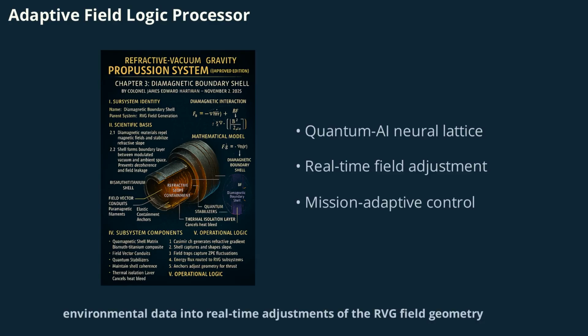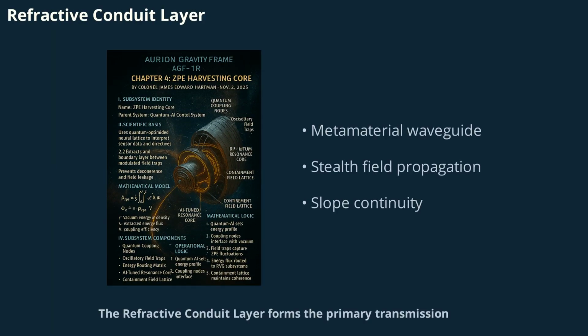Using a quantum-optimized neural lattice, it calculates optimal refractive index profiles and modulates subsystem parameters for thrust, stealth, and maneuvering. This subsystem exemplifies the fusion of AI and quantum physics, enabling the AGF-1R to adapt instantly to changing conditions and mission requirements. The refractive conduit layer forms the primary transmission surface for RVG field propagation across the vehicle's hull.